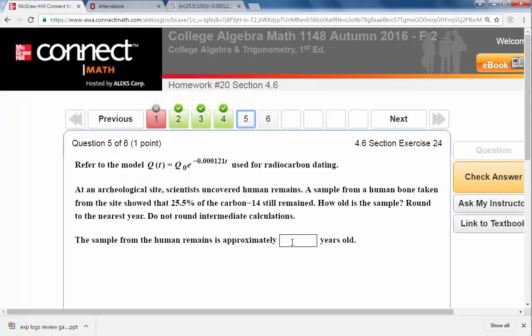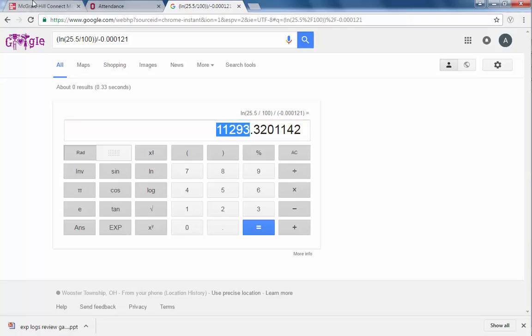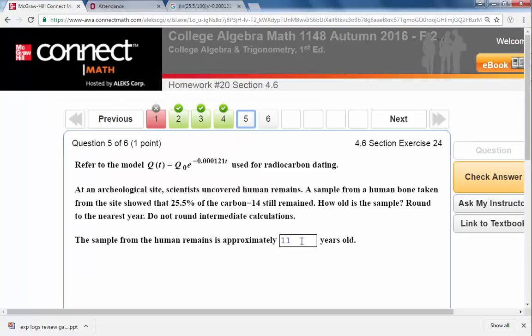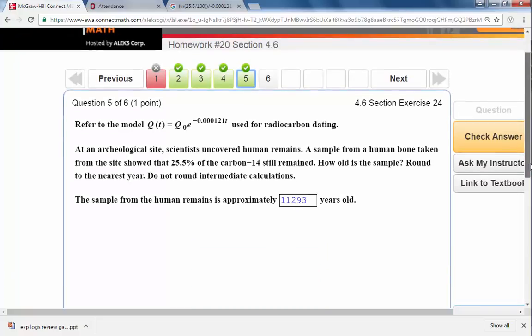Alright, there's no need to figure out more. It looks like a very old bone, 11,000 years old. Alright? Any questions?